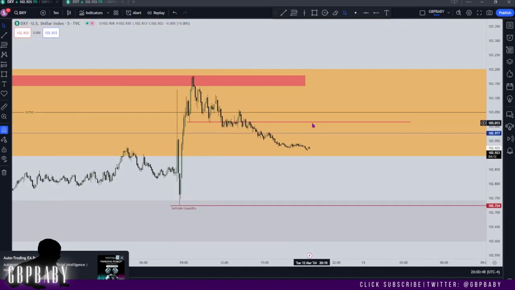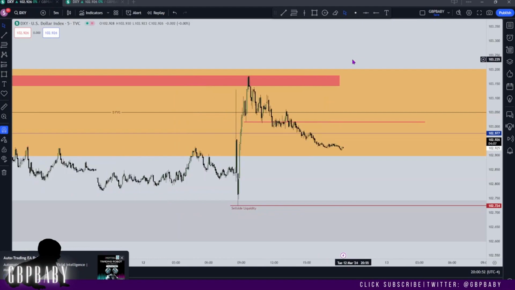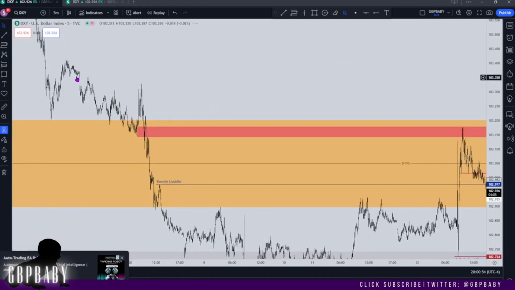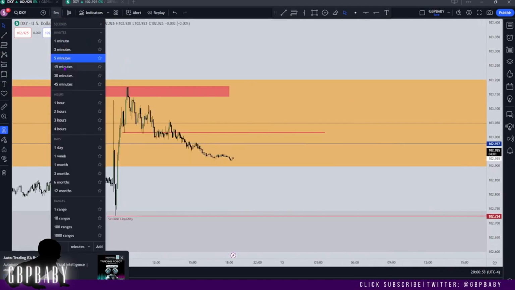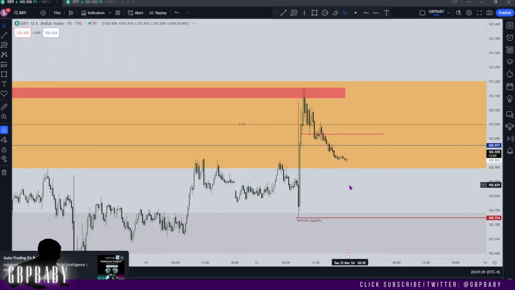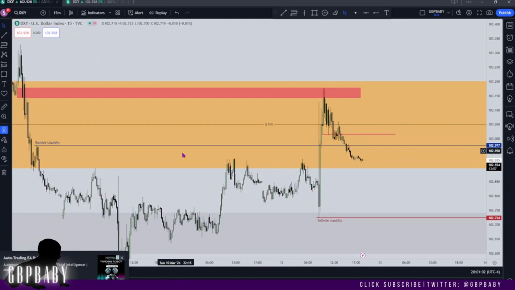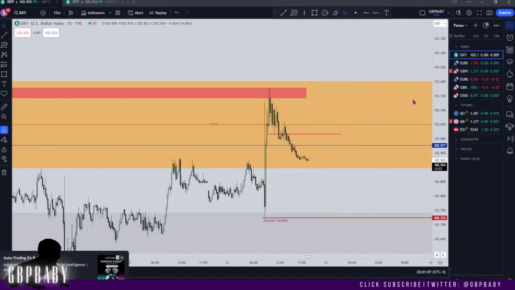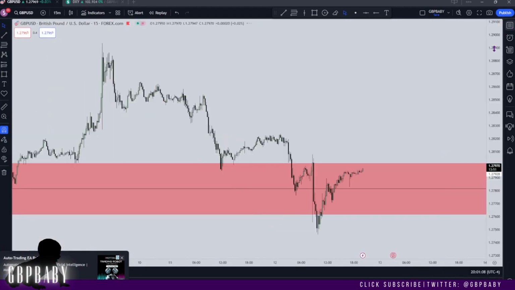Let's say price trades through this level aggressively. If we start trading higher aggressively, then we'll simply start looking for these highs to get ran. But I highly doubt that's going to happen, because on the higher time frame we are heavily bearish. So that's what I'm looking to happen. And yeah, hopefully that's going to continue. So let's go on to GBP USD.